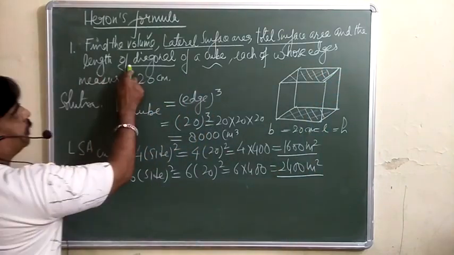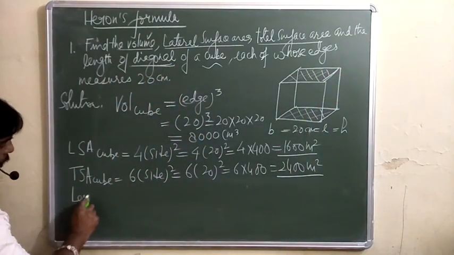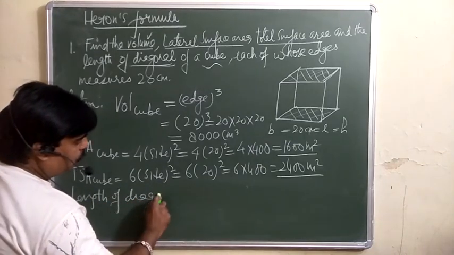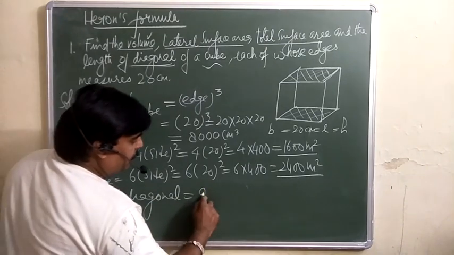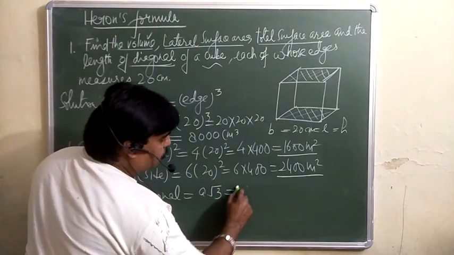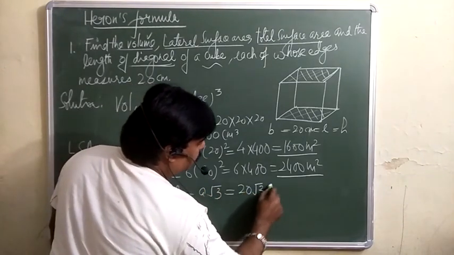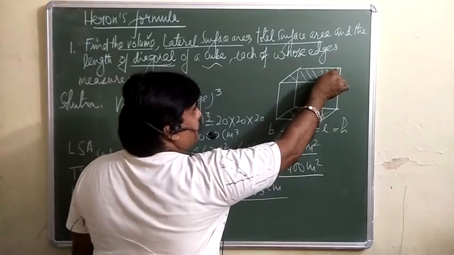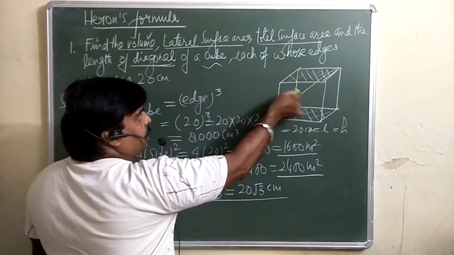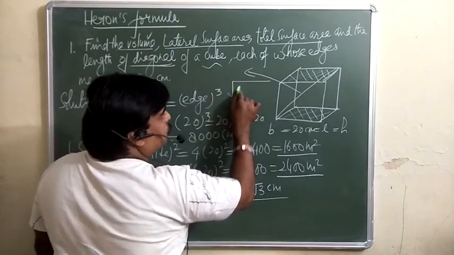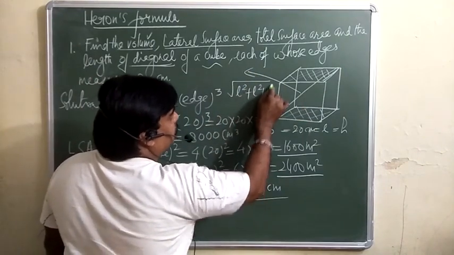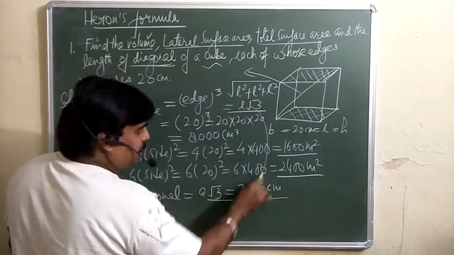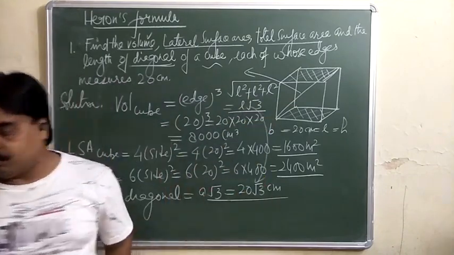Now the length of the diagonal is equal to, which we already know, a root 3. A is 20, so 20 root 3 centimeter will be the length of the diagonal. Actually the diagonal is this one, and it is equal to the root of L square plus L square plus L square. So you will get L root 3. So the diagonal is 20 root 3. Have a look.